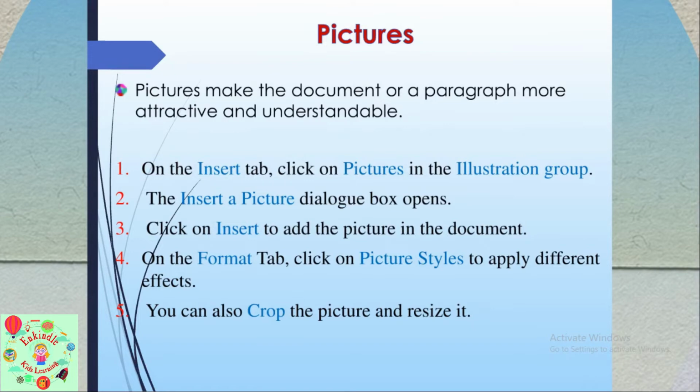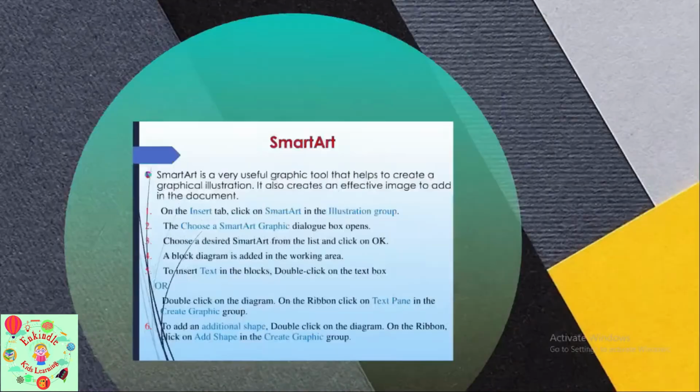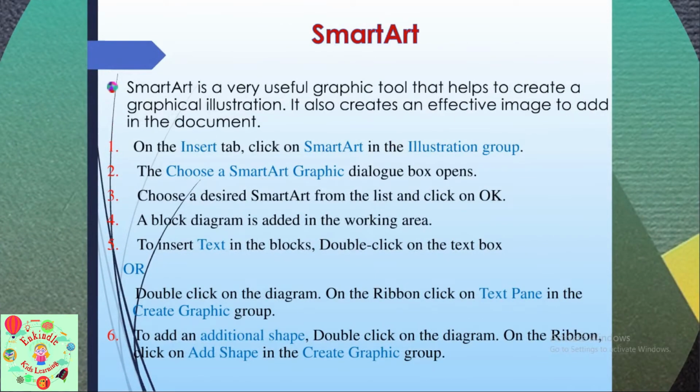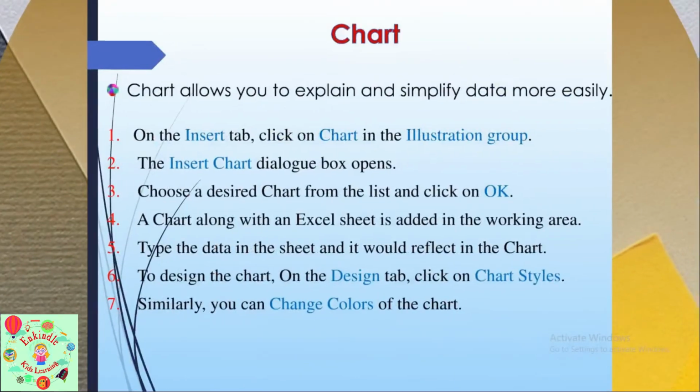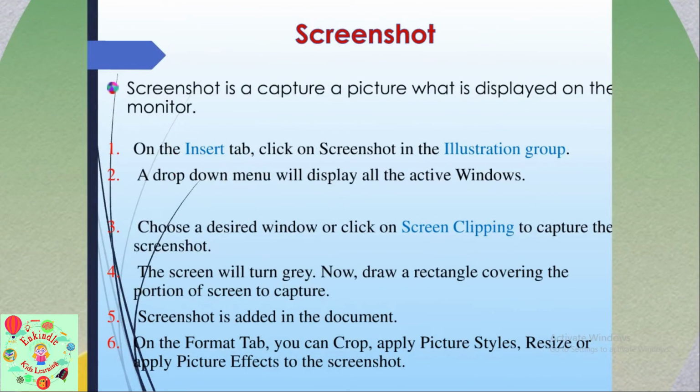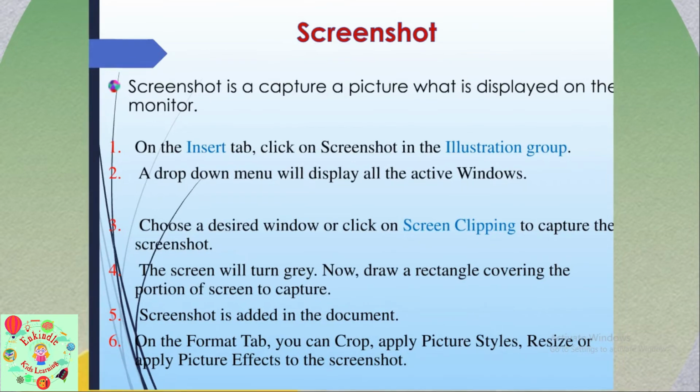Pictures can be added to the document. Then we saw about smart art graphics. Smart art is a very useful graphic tool that helps to create graphical illustrations to present the information in an easy and understandable manner. Then we saw how to add chart graphic. Charts allow you to explain and simplify data more easily. And at last, we saw about the screenshot graphic. Screenshot is a capture, a picture of what is displayed on the monitor.